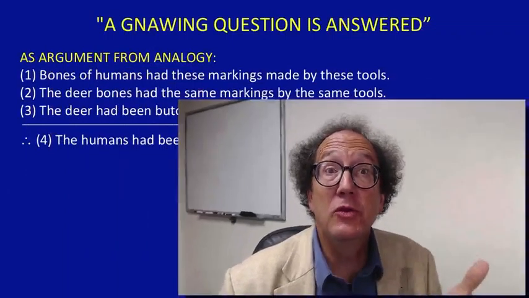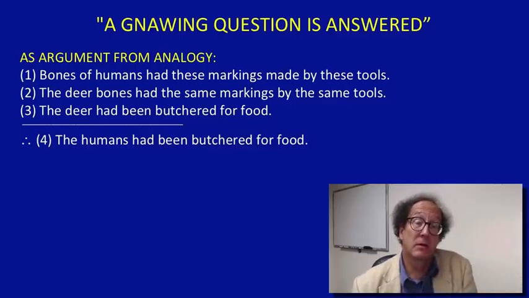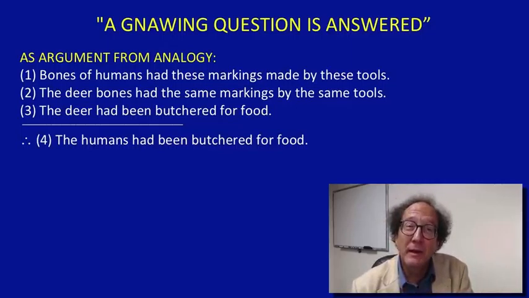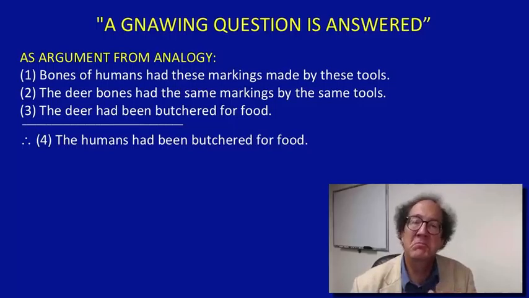What's interesting is that there are two ways to reconstruct this argument. First, you can reconstruct it as an argument from analogy. The bones of the humans were found in this location with these kinds of markings. And the bones of deer were also found in this location with these kinds of markings. The deer were cut up for food, therefore the humans were probably also cut up for food. Now that sounds like an argument from analogy when you think about it that way.